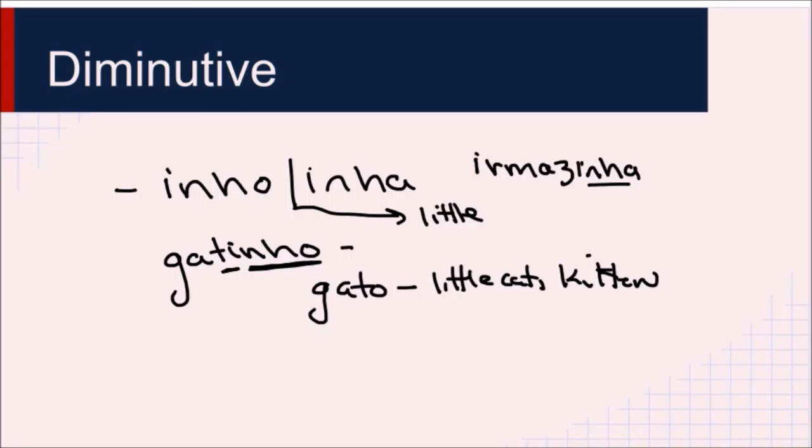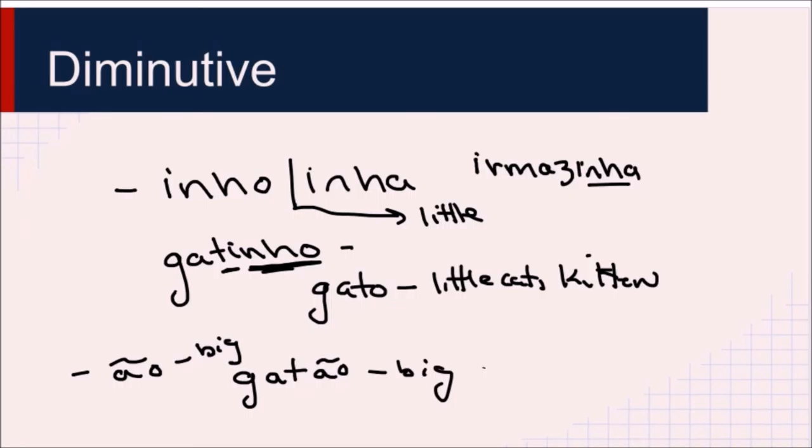So we also have the larger form, I guess the contrary of diminutive. It would really be something with an A-O ending. I'll just use the same example again. I like cats. So if gato is cat and gatinho is little cat, gatão would be a big cat. Like I said, the I-N-H-A or I-N-H-O ending is a trigger that means little. In most cases, the A-O ending is a trigger that says bigger. Okay?